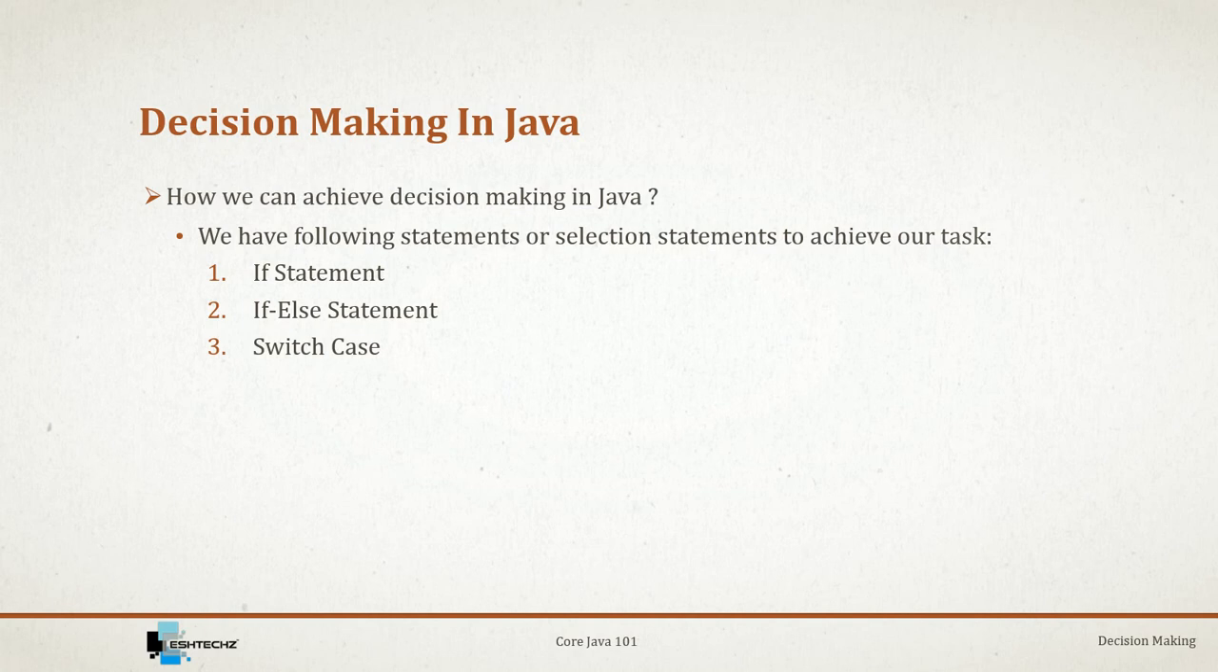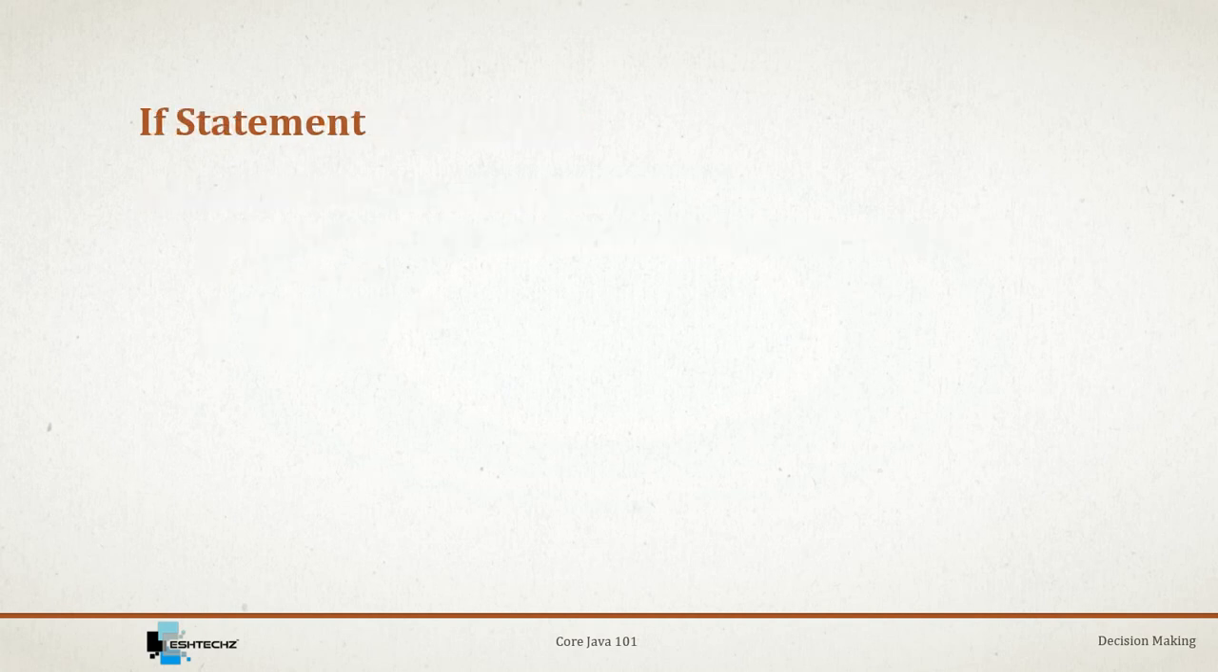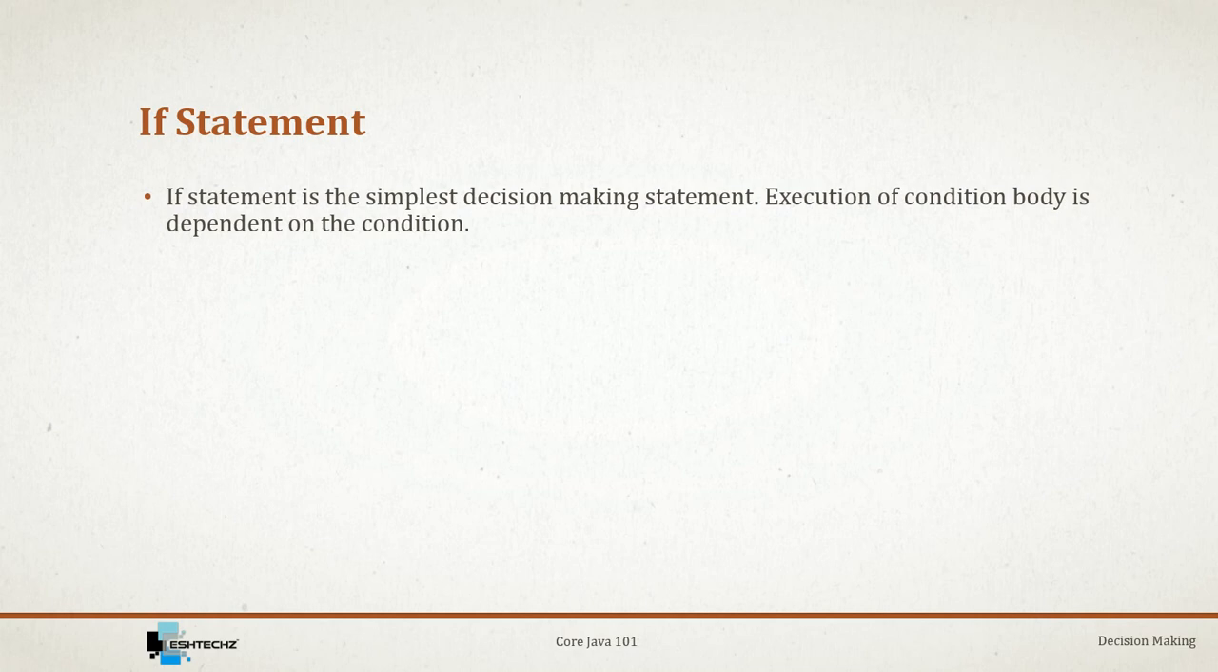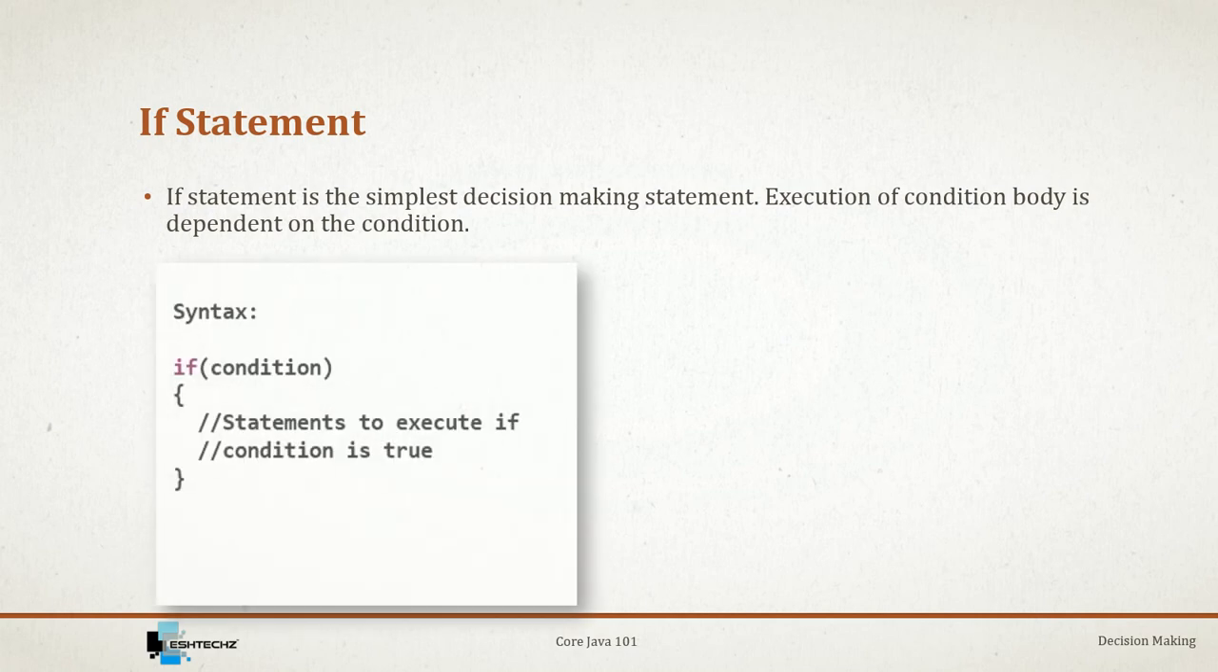The first one is if statement. It is the simplest decision making statement. Execution of the condition body is dependent on the condition. Now let's take a look at the syntax. We have if, and inside parenthesis we have an expression, which will evaluate to either true or false. If the condition is true, the statements inside this block will get executed. Otherwise, program execution will skip the inner statements and proceed with the next line of code.